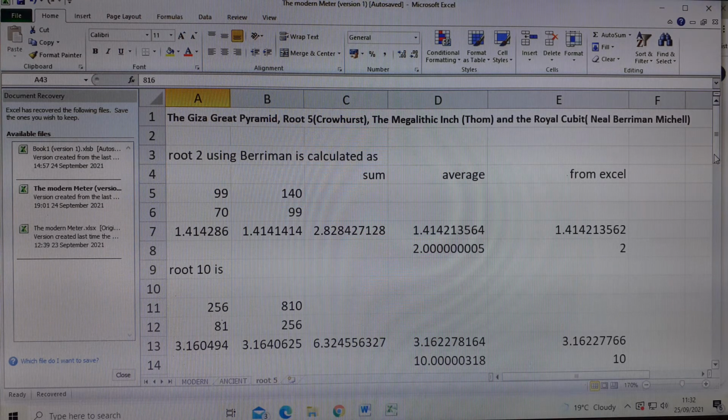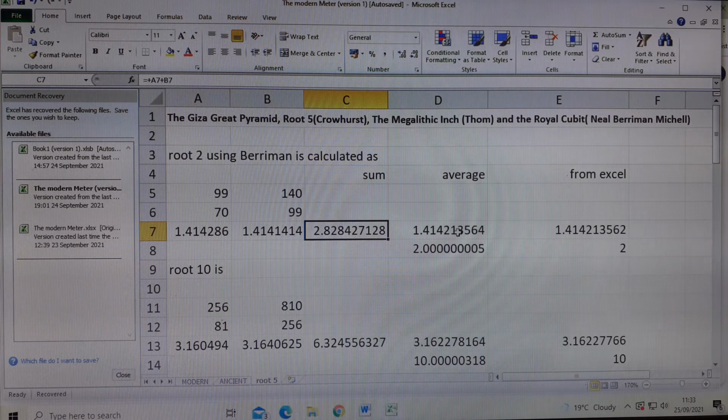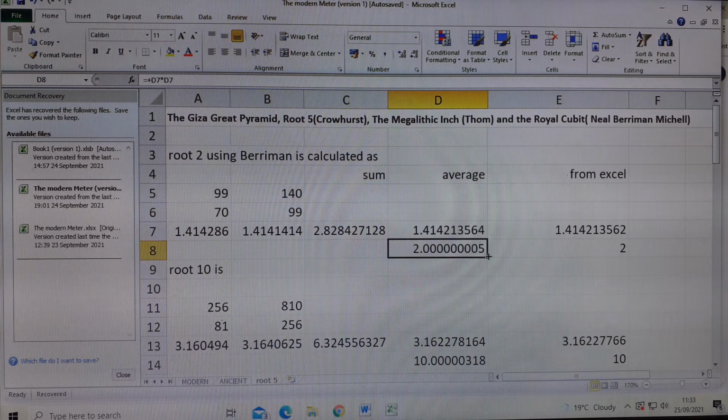And he gives it to us as 99 over 70 and 140 over 99. And this is a reciprocal arrangement where we multiply them together, and that cancels out, and we get 140 divided by 70, which is 2. And that's the way they were doing it. And we can work out what root 2 is as an average by adding these two together and dividing them by 2. Then multiplying that by itself, we get this fabulous calculation of root 2, which only breaks down on the 9th decimal place.